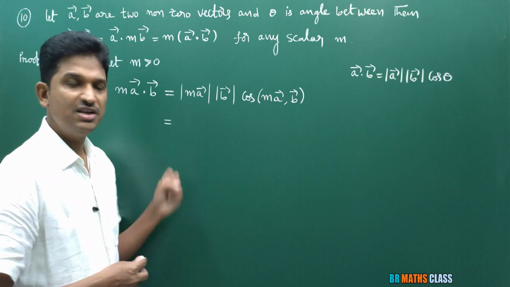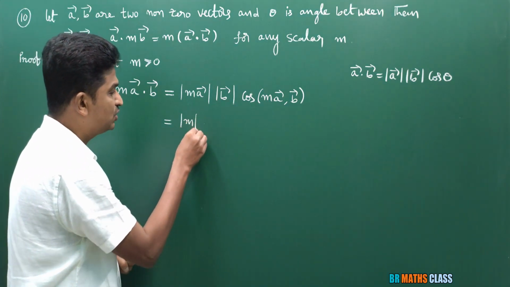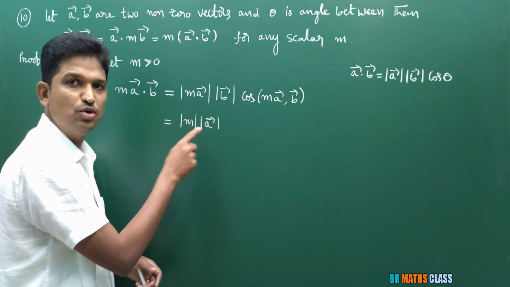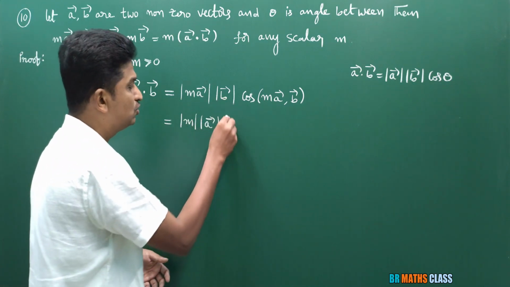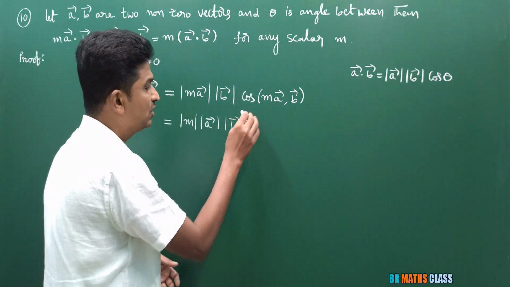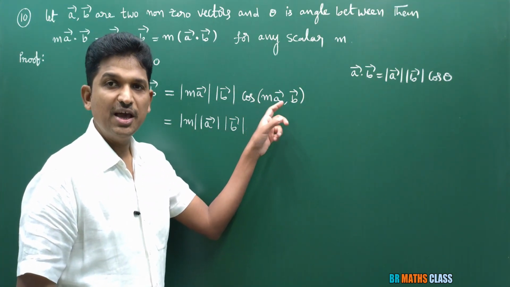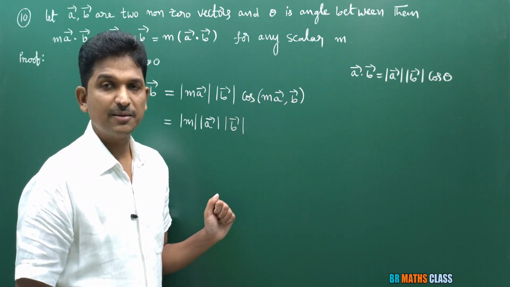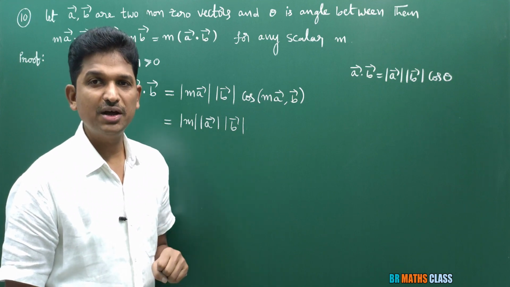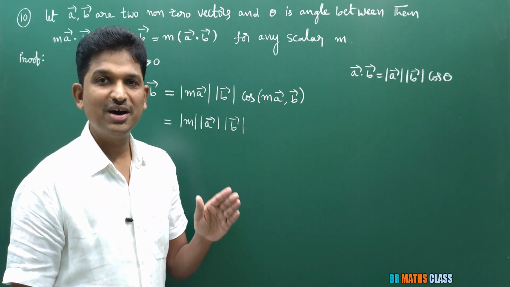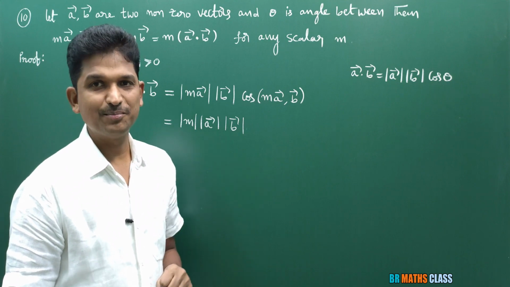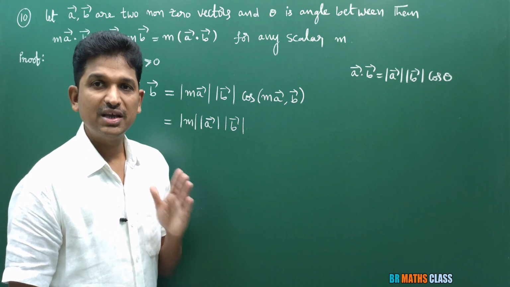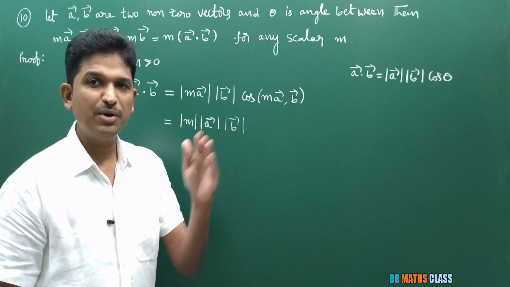In multiplication of a vector by a scalar, you learned this formula. Modulus of M A bar is what? It is modulus of M into modulus of A bar. Okay? Into modulus of B bar. Into, here the angle between M A bar, B bar is the same as the angle between A bar, B bar. What is the direction of A bar and M A bar? As M is positive, the direction of A bar and the direction of M A bar both are the same. What I am trying to say is, the angle between M A bar, B bar is the same as the angle between A bar, B bar.